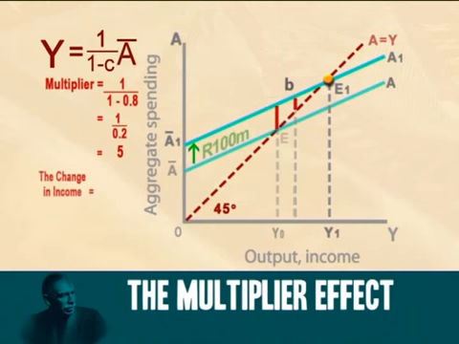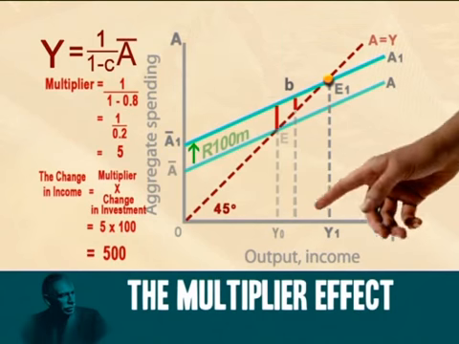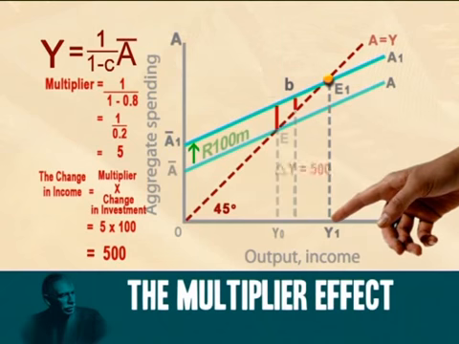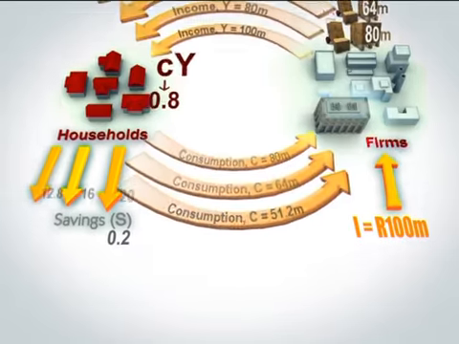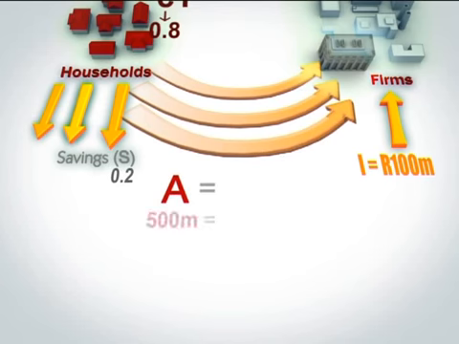The change in our equilibrium level of income is therefore the multiplier times the change in investment, I. In our case, a 100 million rand rise in investment increases the equilibrium level of output and income by 500 million rand. Now, back in our circular flow model, the impact of the multiplier can be shown like this.